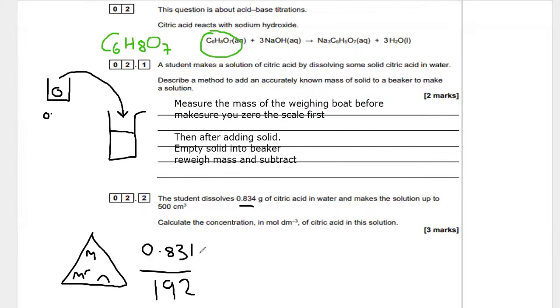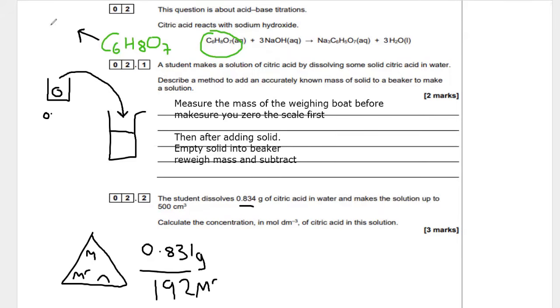Deleted too much. So we're going to divide that by that. Let's just zing that up. You might say, how did I get the 192? Basically, we've got to do 6 times 12 plus 8, because 8 times 1, plus 16 times 7, and that will equal 192. So that is the MR of the citric acid I've written in green up there.